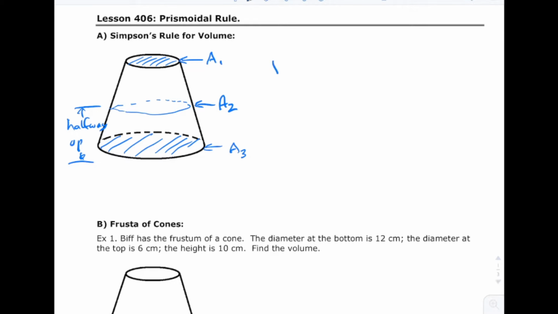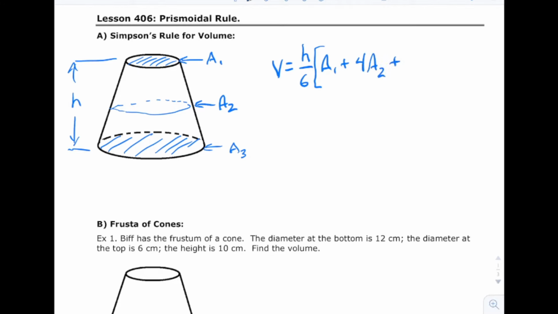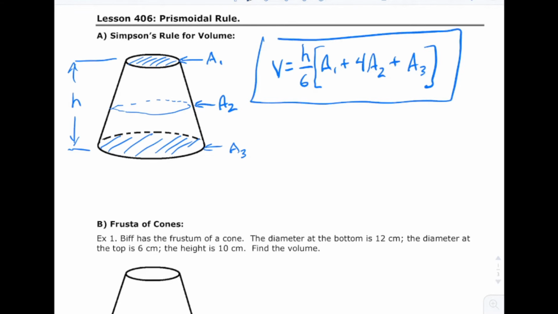And the volume, it turns out, you take the height of this thing. So maybe I'll get this out of the way now. Just remember, A2 is supposed to be exactly halfway up. The height of this thing, of course, is just straight up from the table, so to speak, all the way up to the top. So anyway, the volume is, you take that height, you divide it by 6, open up a big bracket. You take A1, you take 4 times A2, and then you take A3. That's the formula we're going to be using throughout this entire lesson.